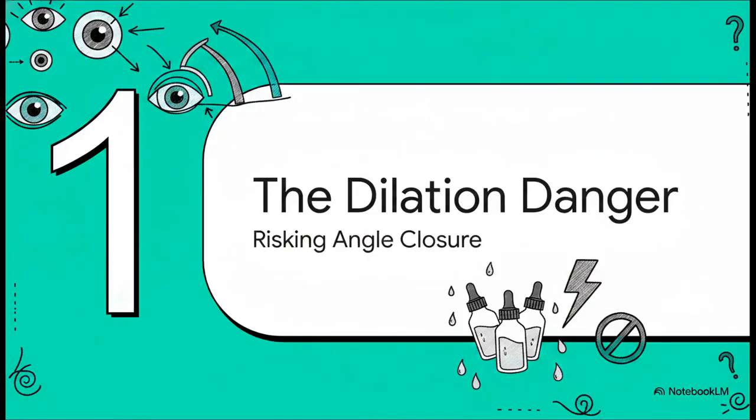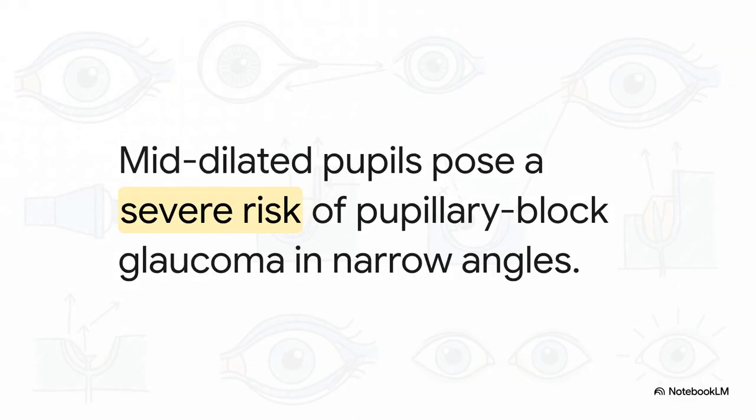All right, part 1. The dilation danger, risking angle closure glaucoma. The specific mechanism of danger here is actually pretty fascinating and a little counterintuitive. The sources point out that while your ultimate goal during an exam is a maximally dilated pupil, it's actually the minimally or mid-dilated state that is the real danger zone for pupillary block glaucoma in narrow angles. If you miss a dangerously narrow angle, you can literally induce irreversible blindness from angle closure glaucoma. You simply have to assess the angle first. There's just no getting around it.